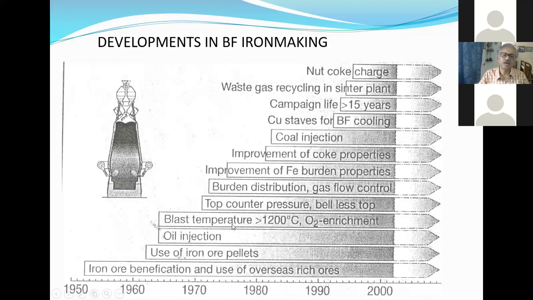Then also in the blast, there is the blast preheat. Nowadays, you can preheat the blast to more than 1200 degrees centigrade. So you can give a lot of sensible heat through the air blast. And this sensible heat supplements the heat generation by the coke, so you can reduce the coke rate significantly. So that is also there.